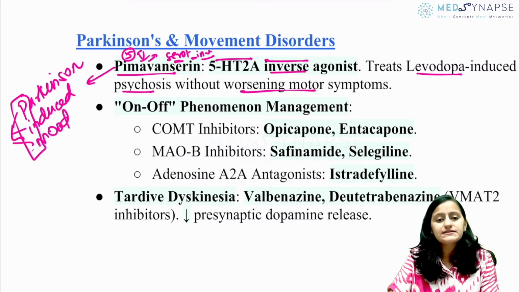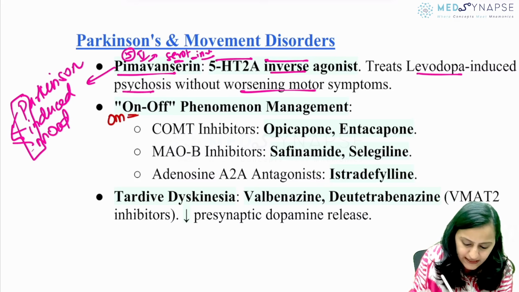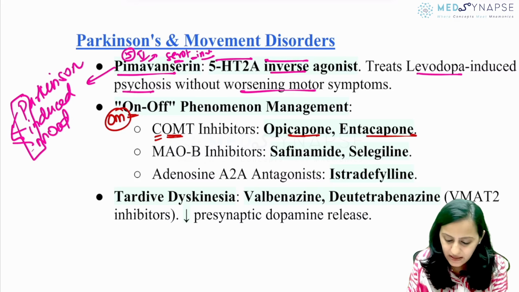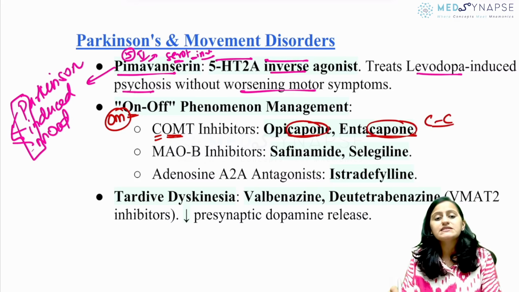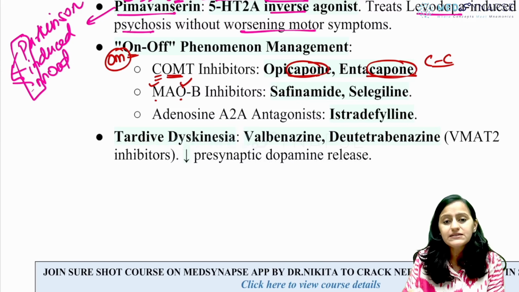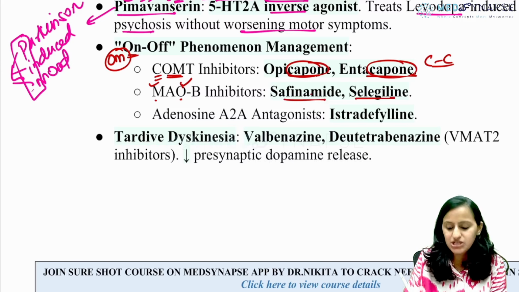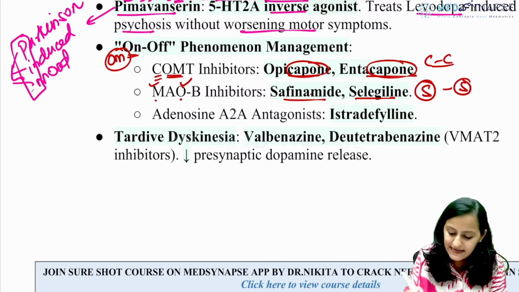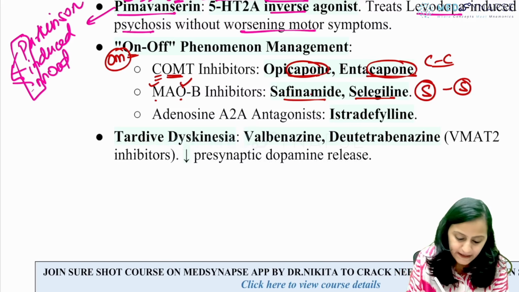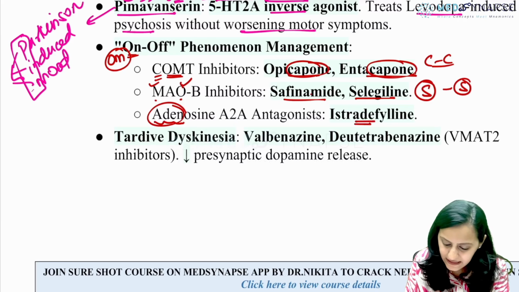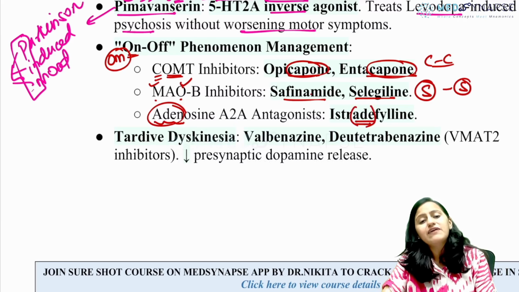On-off phenomenon in Parkinson's is managed by, remember, ON is like OM, the COMT inhibitors, C for capones. These are your COMT inhibitors. Then you have another OM here, the MAO-B inhibitors, which are safinamide and selegiline. Remember, S for S drugs come here in MAO-B. Then you have istradefylline, the adenosine A2A antagonist, adenosine ADE. So that is what you have here. Istradefylline, ADE. So these are the drugs for on-off phenomenon.